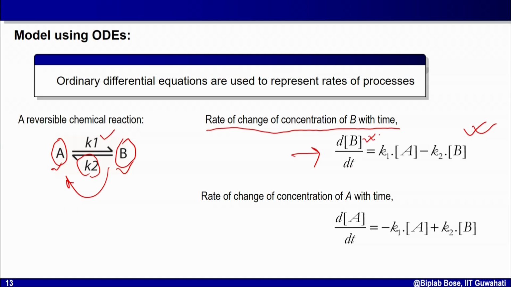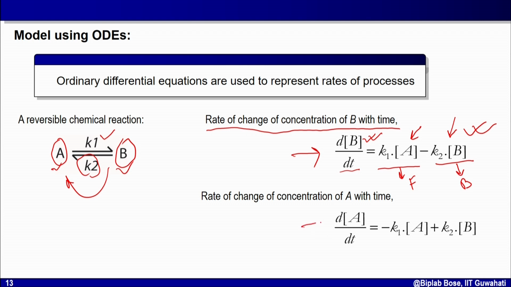Remember, this square bracket represents molar concentration. So the change in molar concentration of B with respect to time is given by dB dt is equal to K1 into A, that is the forward reaction, minus K2 into B, that is the reverse reaction. So B is formed by this forward reaction, B is converted back to A by this reverse or backward reaction. So dB dt, the rate of change of concentration of B with time, is equal to K1 into A minus K2 into B.